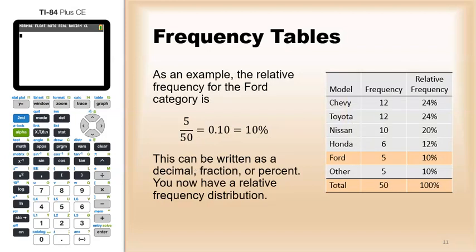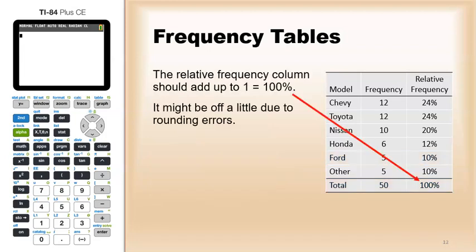So as an example, if I look at Ford here, it occurred 5 times. 5 divided by 50 is 0.1, or 10%. You can take your pick. If you want to write it as a fraction, 5 out of 50 is perfectly fine. 0.1 as a decimal is perfectly fine. 10% is also fine. And again, if you add up those relative frequencies, you'll notice it should always add up to 100%, give or take rounding errors. Sometimes it may end up being like 99.9% or 100.1%, but not counting rounding errors, we'll end up with 100%.